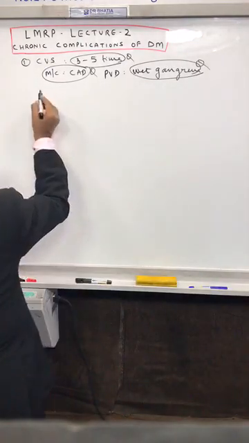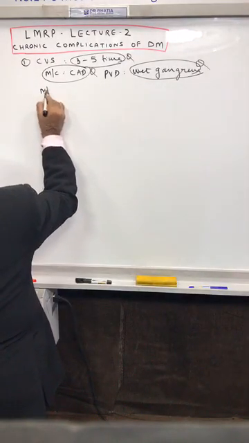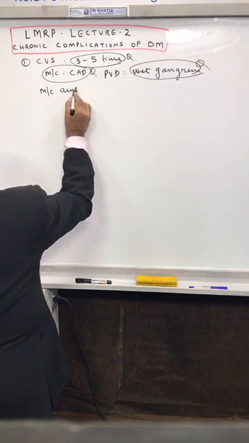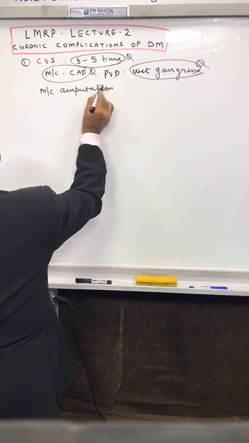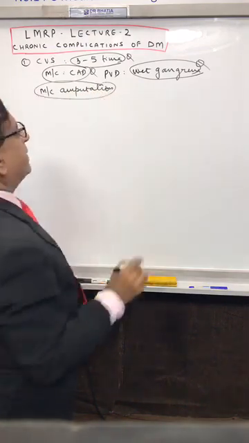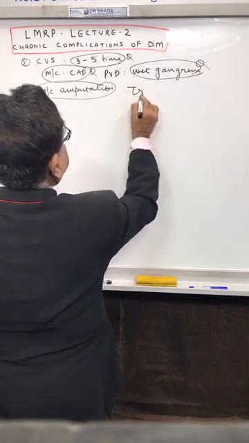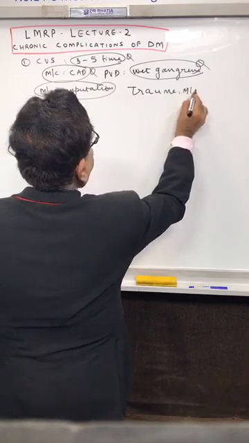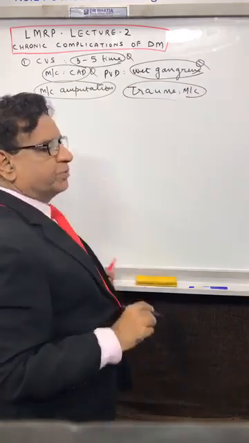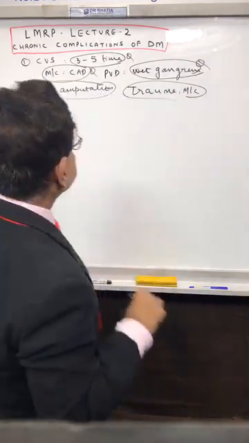That's why diabetes is the most common cause of amputation in the world, next to trauma. Of course, trauma is the most common cause, but if trauma is not the option, then diabetes is the second most common cause of amputation in the world.